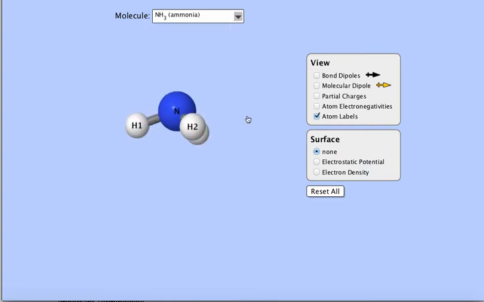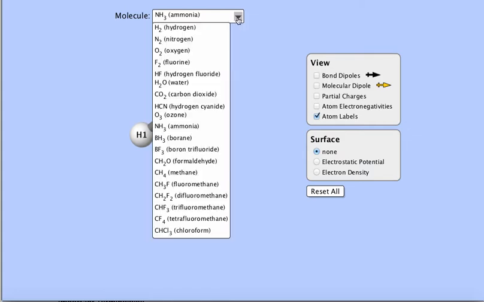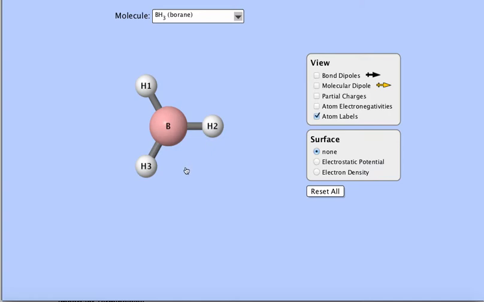Ammonia would be trigonal planar if it didn't have a lone pair. Again, this model does not show the lone pair, but it would be in this region here where my mouse is. Because of that lone pair, it pushes all of these hydrogen-nitrogen bonds down a bit. And that's where we get this shape, which we call trigonal pyramidal. Now we can look at something that is very similar structurally, but does not have that lone pair, and that's boron trihydride.